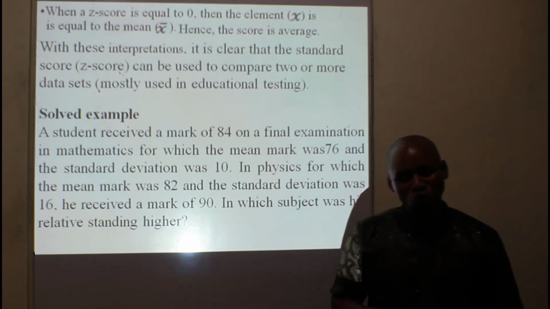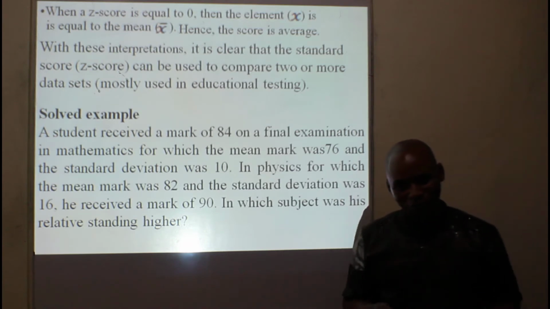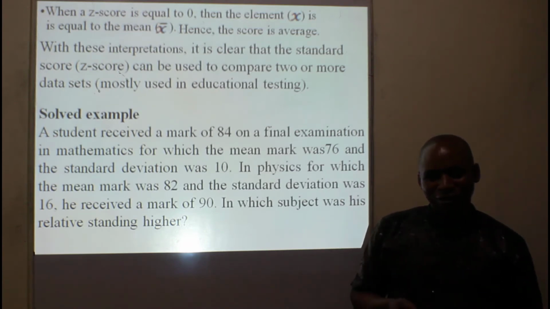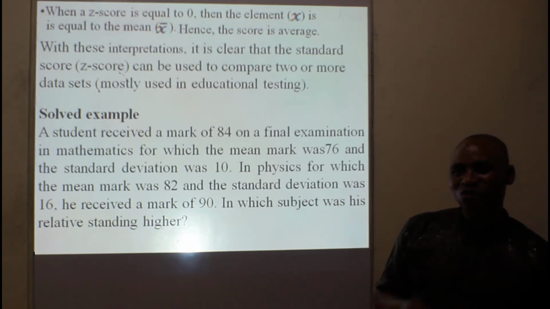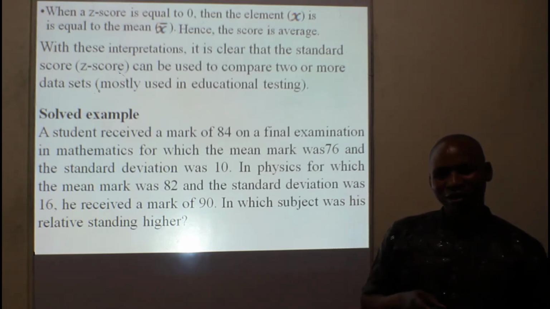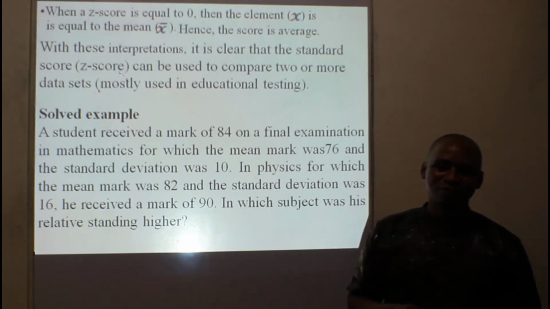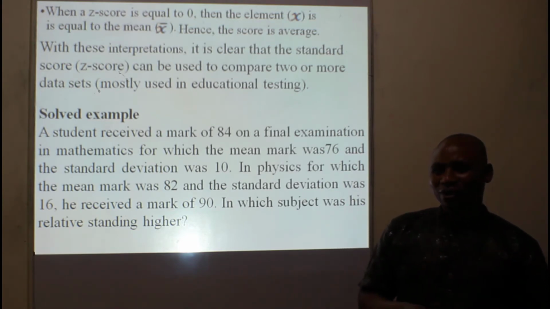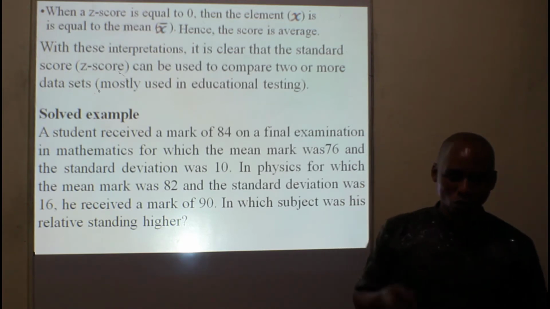For example, you organize a class test, and after calculating the z-score, you had 0. A z-score being 0 means the item is equal to the mean, since a number minus itself is always equal to 0. And for that matter, we say that the student score is an average score.